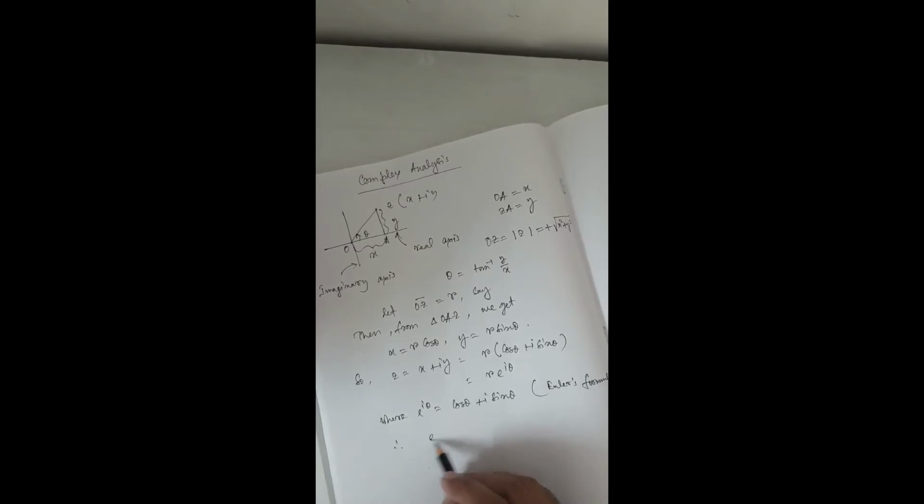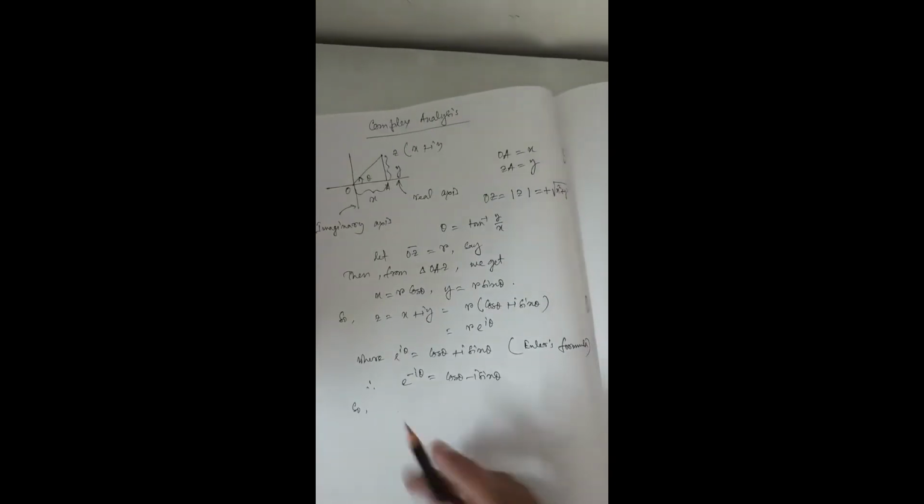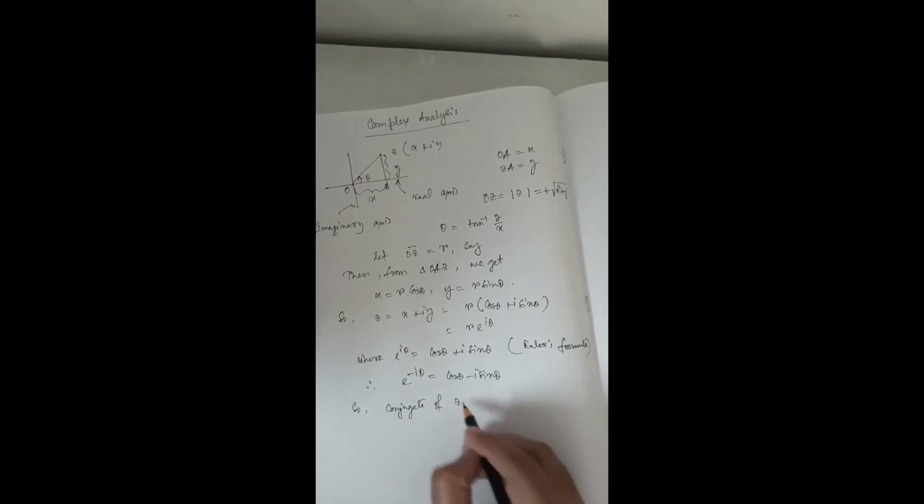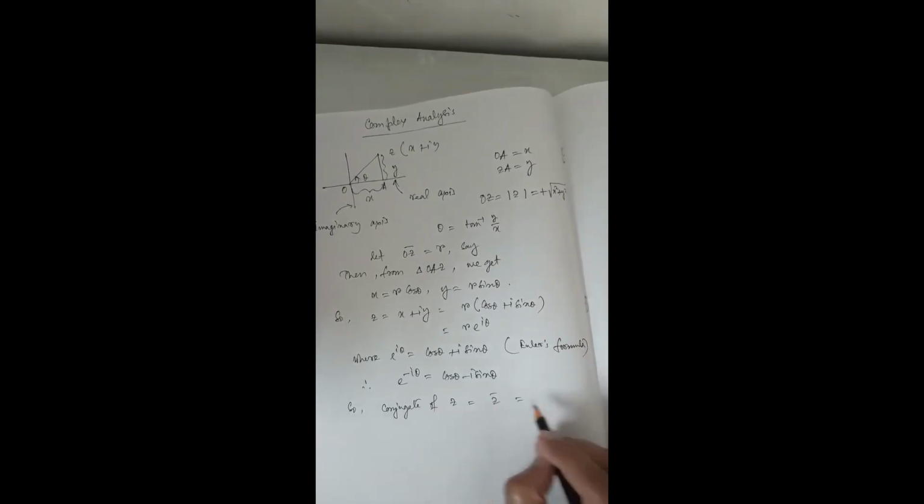Therefore, e to the power minus i theta will be cos theta minus i sin theta. So the conjugate of Z, which is denoted by Z bar, is x minus iy, which is obviously R e to the power minus i theta.